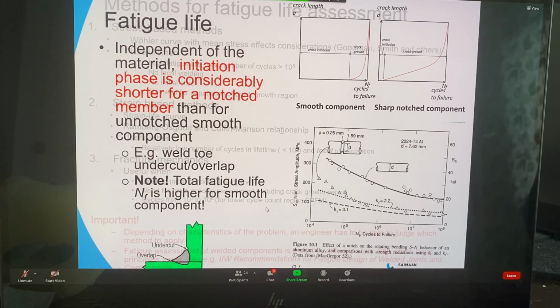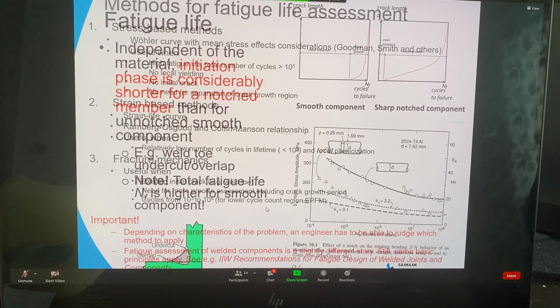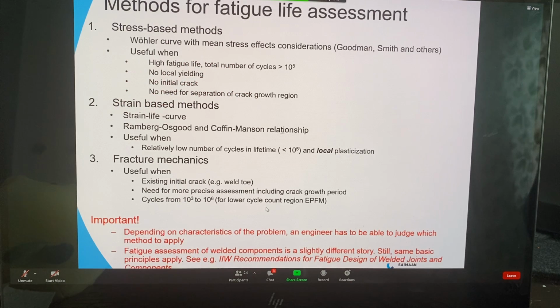Okay. Now, these were some considerations that we should think about when we do a fatigue life assessment. Next, we are moving on to how to do the assessment.